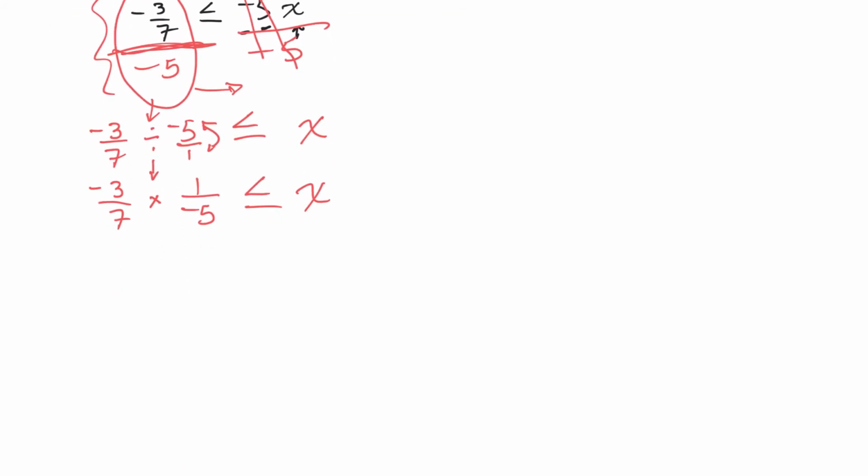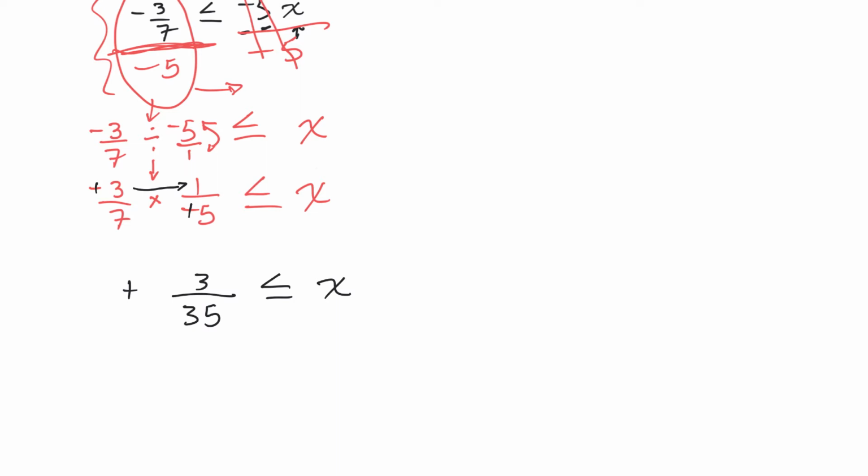So now when I'm multiplying this stuff on the left side, the negatives cancel. So I know my answer is going to be positive. And then 3 times 1 is 3. 7 times 5 is 35. So I have positive 3 over 35 is less than or equal to x. But typically that's not how they write them. Typically they have the x on the left side.